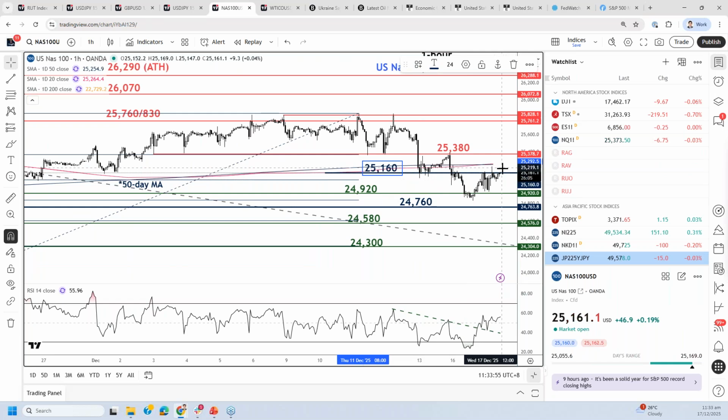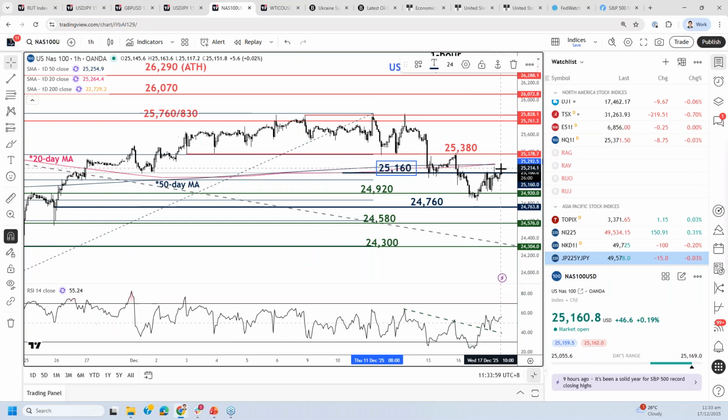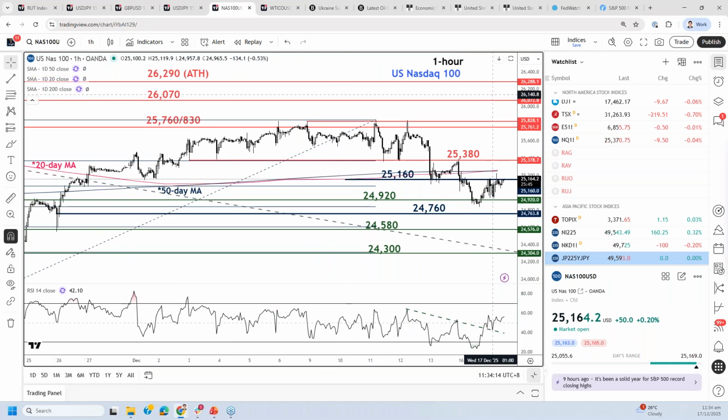Only a bullish breakout at an hourly close above 25,160 will potentially see a minor recovery taking shape for the Nasdaq 100 to retest 25,380. Above it may seek out the stubborn intermediate resistance level at 25,760, 25,830 in the first step. So that's for the Nasdaq 100.